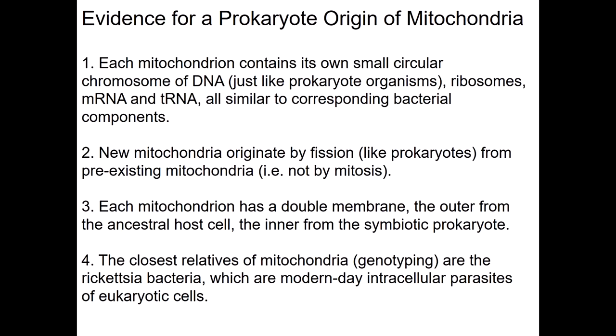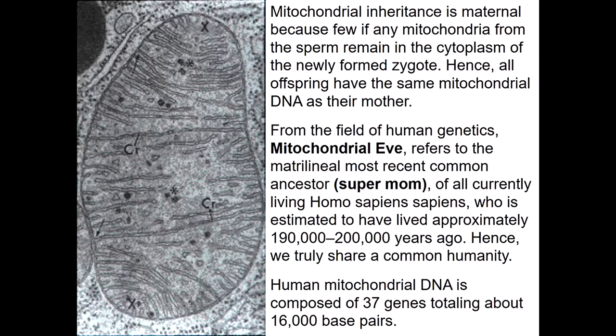So there's a lot of good evidence to support the origin of mitochondria as some sort of prokaryote that underwent endosymbiosis to form what we now know as eukaryotic organisms. So there's more. Mitochondrial inheritance is maternal, so it's different to regular inheritance because very few mitochondria from the sperm stay in the zygote. So when you get a sperm and an egg fertilizing, only the female mitochondria survive. All of the male mitochondria break down.